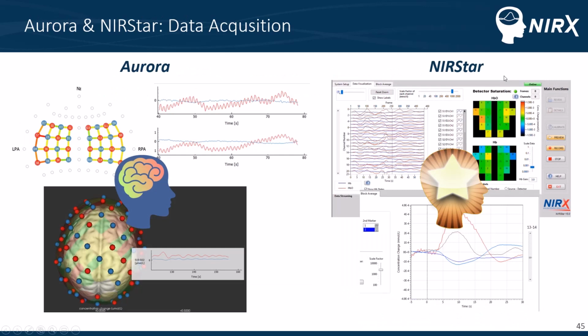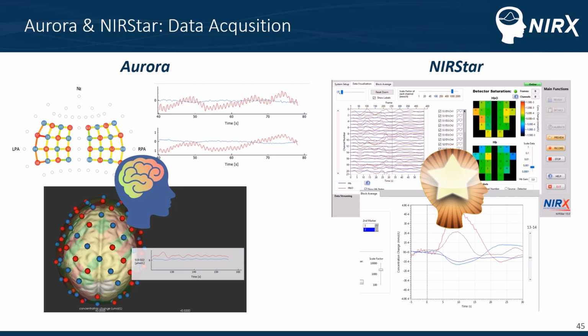Okay. Moving on to our data acquisition software. Each device has a specific data acquisition software. If you're using the NIRsport 2, you'll image with Aurora, and if you're using the NIRScout, you'll image with NIRStar. So you'll use one or the other. You won't use both. In addition, if you happen to be using the NIRsport 1, which is the predecessor to the NIRsport 2, that uses NIRStar.